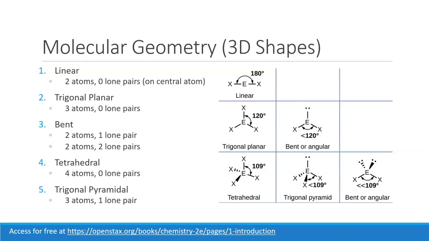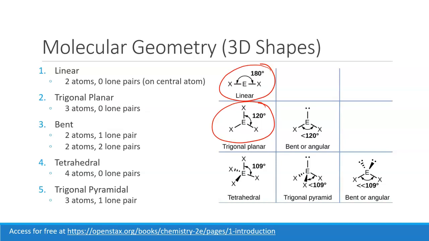The first one is linear. Okay, and we can see it here on the right. You have a central atom with 2 atoms on either side, and so you have a total of 2 atoms attached to your central atom and 0 lone pairs. And if you have 2 atoms and 0 lone pairs on that central atom, it's linear. The next one is trigonal planar. And again, we're going to have 0 lone pairs, but this time we have 3 atoms. And that will give you a trigonal planar structure.